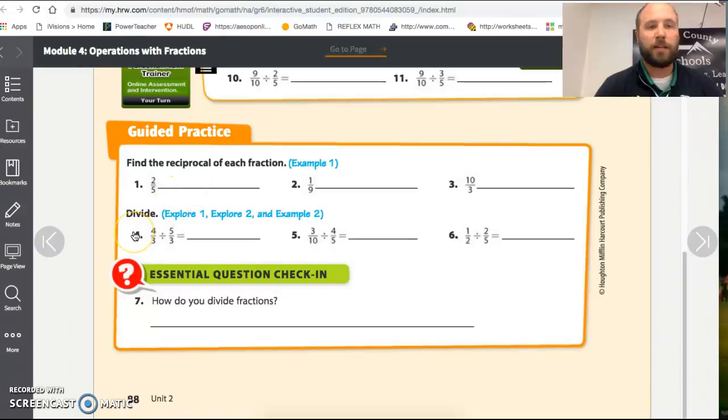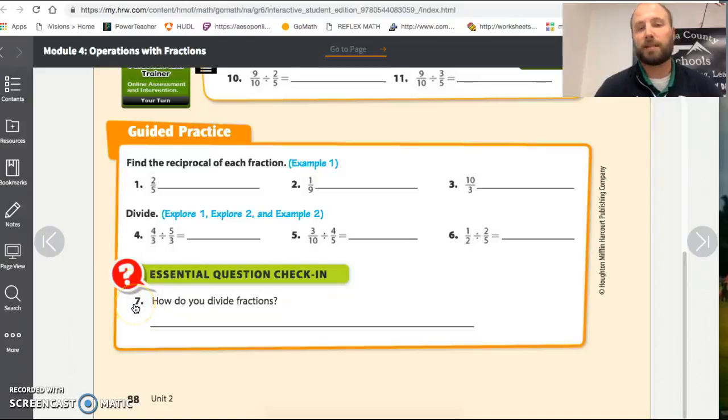Let's see if we know how to divide. So 4/3 divided by 5/3, you should have gotten 4/5. Number 5, you should have gotten 3/8. And number 6 is 1 and 1/4. Then when we come back on Thursday, we'll talk about number 7.